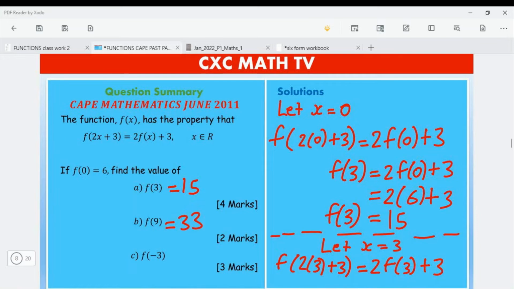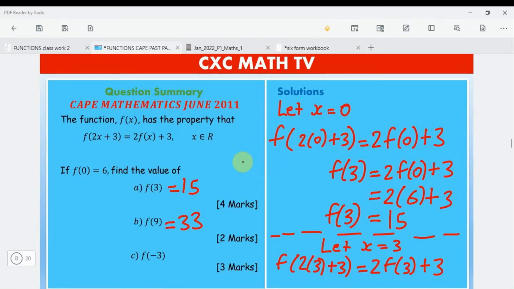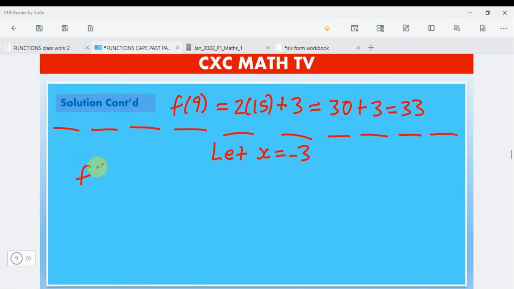Really nice. Now the last one, we need to find f of negative 3. Now you're probably wondering, what are we going to substitute for x? No worries, don't worry. Everything is going to be alright. Now we can substitute x just being negative 3. When we substitute x as negative 3, we will get f of 2 times negative 3 plus 3, and that's going to be equal to 2f of x plus 3.